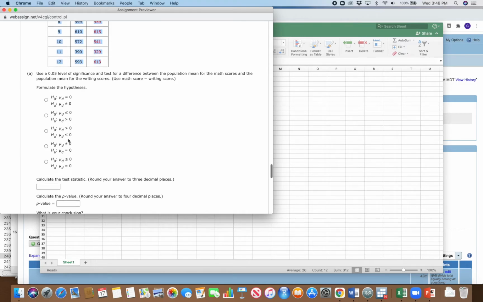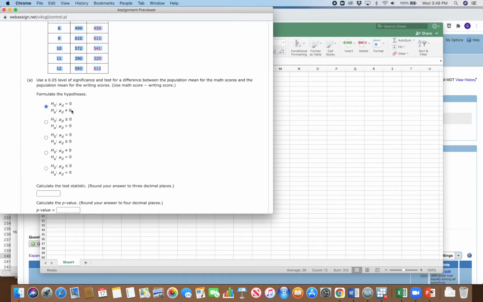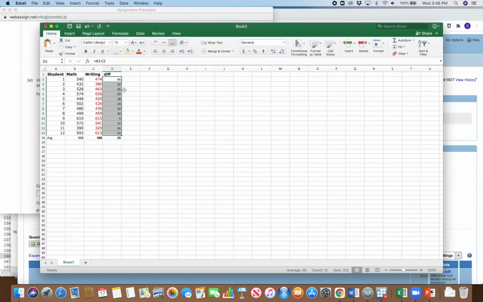Because we're doing a two-tailed test, null is that it is 0, alternative is that it's not 0 or that there is a difference. So now, because I've been able to create one column of values that makes sense because I have students, I can now just go back to chapter 9 and do a hypothesis test the same way I was doing that.